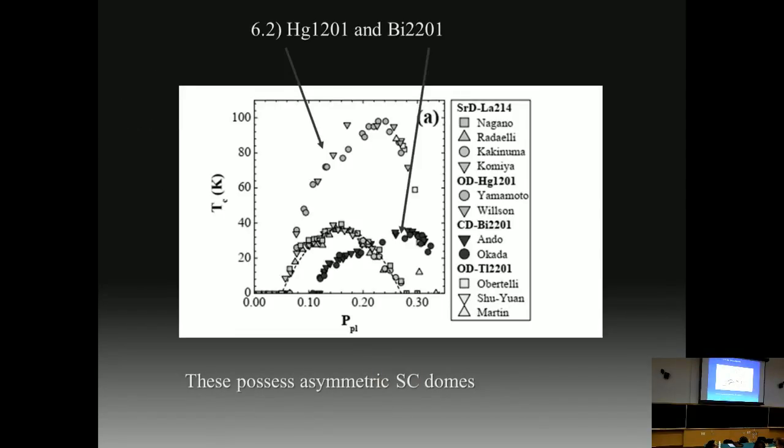So now to mercury and bismuth. Mercury is the green, bismuth the red. As you can see, these domes are asymmetric. The only compound which presents a symmetric dome is LSCO.